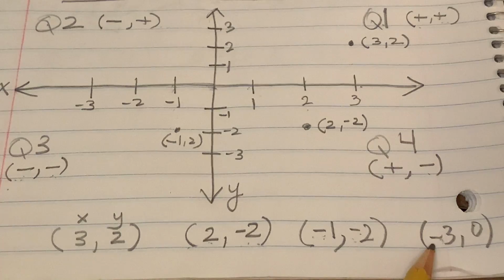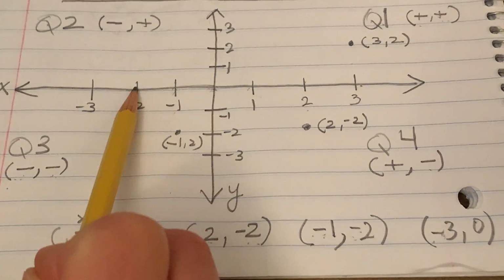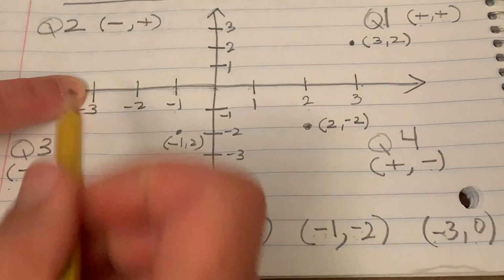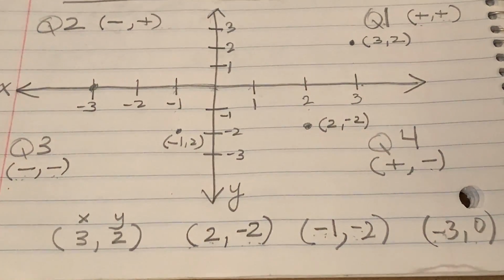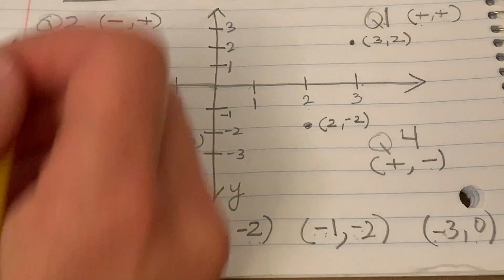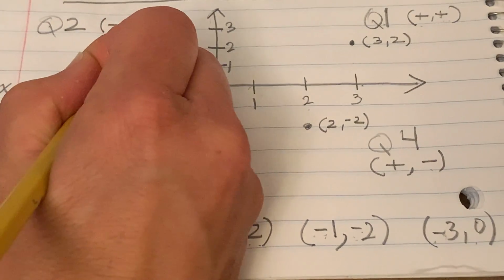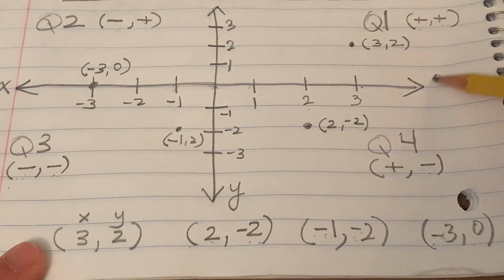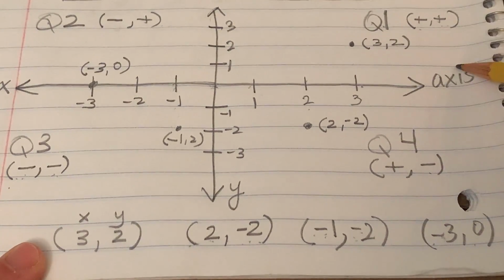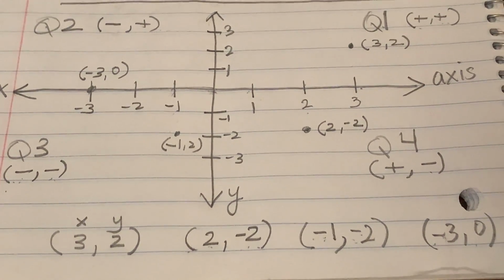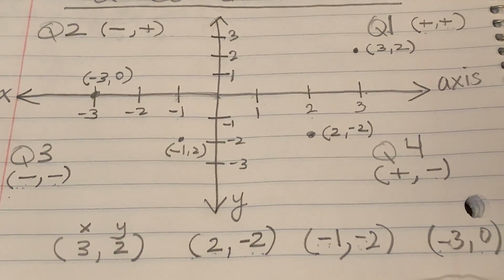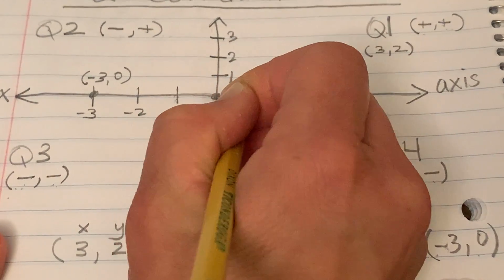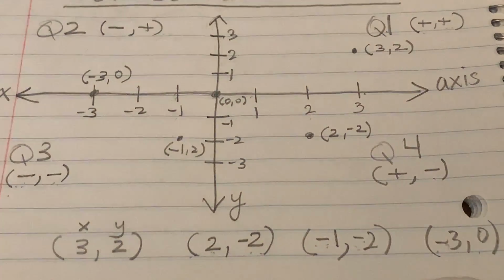Start at the origin, 1, 2, 3. We're not going up or down, so we put our point right there on the axis and label it (-3, 0). I'll write the term axis too. So we have now plotted one point in every quadrant. And if you want to label the origin, that would be (0, 0). All right, very nice job.